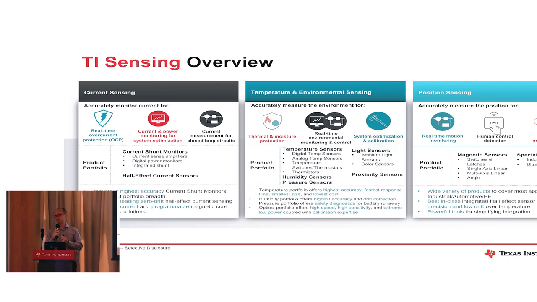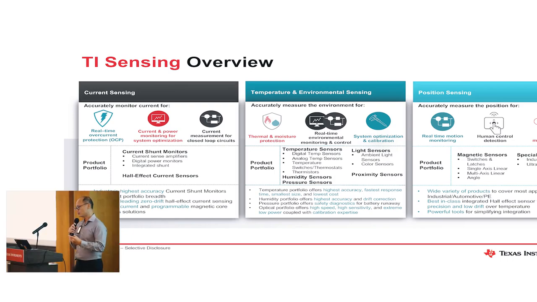And now TI also has light sensor, ambient light sensor. So for example, your LCD screen, right? If the room is very bright, you turn your LCD screen brighter. The room is very dark, you go dimmer. So that's the ambient light sensor. We also have proximity sensing. And the third pillar is position sensing. You can do magnetic for on-off switches, single axis, multi-axis, and also the angle at which the magnet is coming towards you. And our specialty sensors like inductive and ultrasonic.